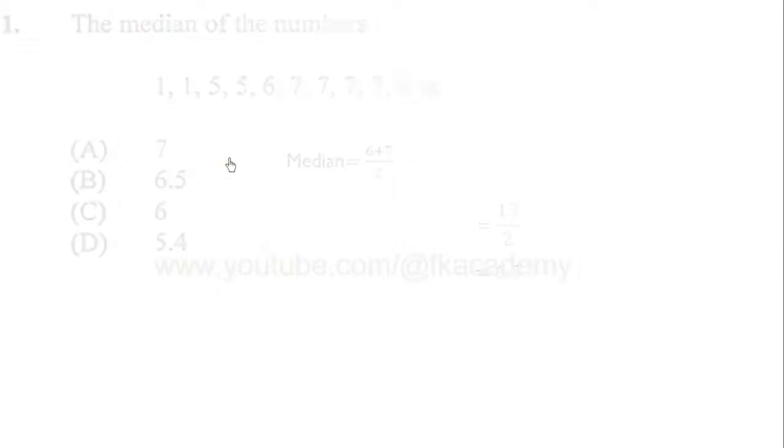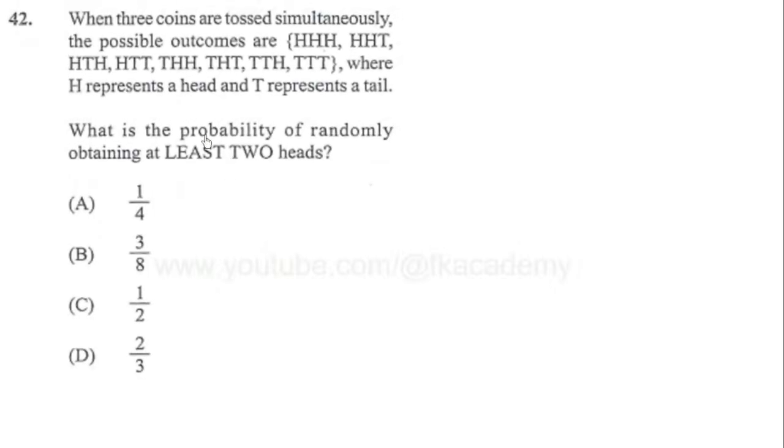Now question 42. When 3 coins are tossed simultaneously, the possible outcomes are these. Where H represents a head and T represents a tail, what is the probability of randomly obtaining at least 2 heads? So at least 2 heads means we need to get 2 heads or more.